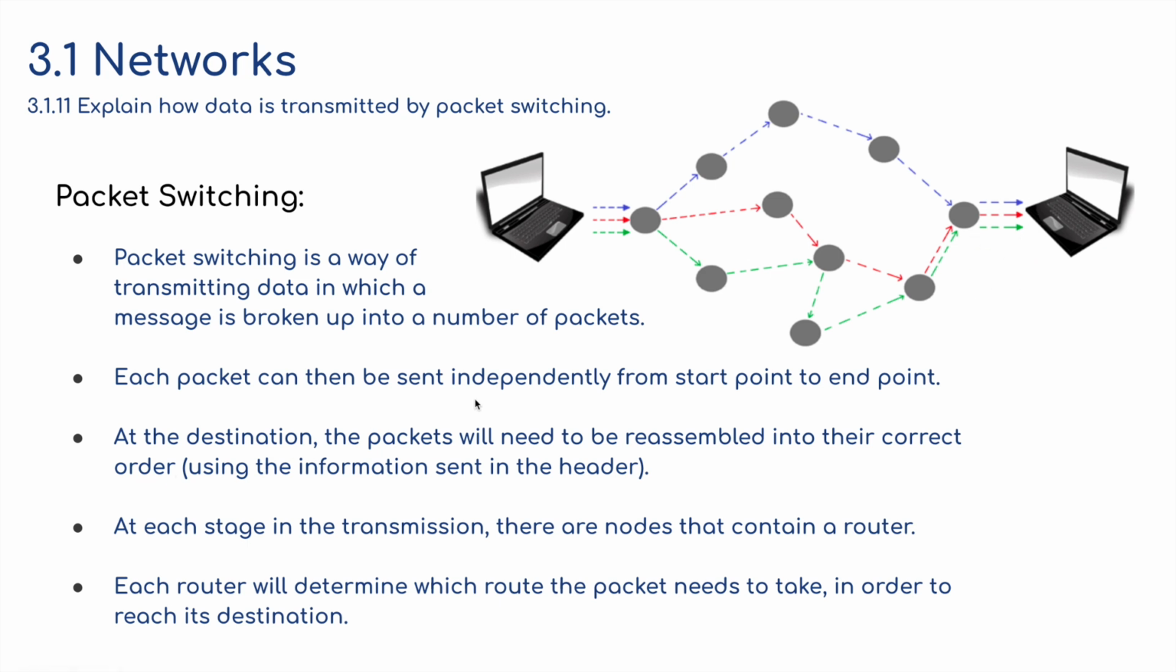Each packet can then be sent independently, as you can see here, from start point to end point. At the destination, the packets will need to be reassembled in their correct order, using the information sent in the header of the packet. In each stage of the transmission, there are nodes that contain a router. Each router will determine which route the packet needs to take in order to reach its destination.